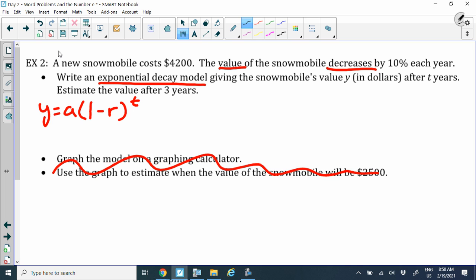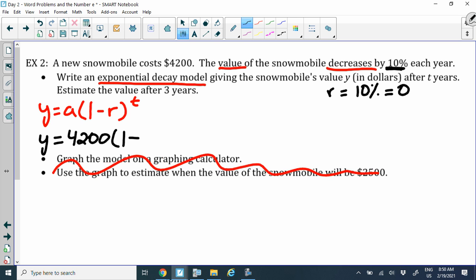So from here, we have y equals, so initially the snowmobile cost $4,200, right? So then I have 1 minus, now I need to see by the percentage it decreases. It's 10%. Now remember, we need to change that 10% into a decimal. So that's going to be really just 0.1. Okay? So we have 1 minus 0.1 to the t power here. Because t, we don't really know how many years, we're using that as our variable.